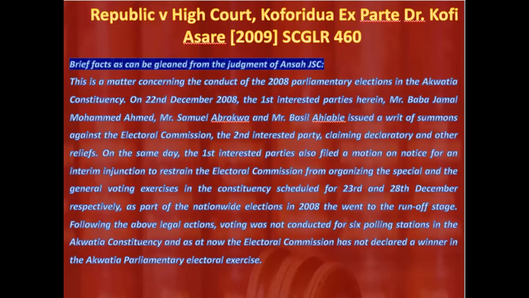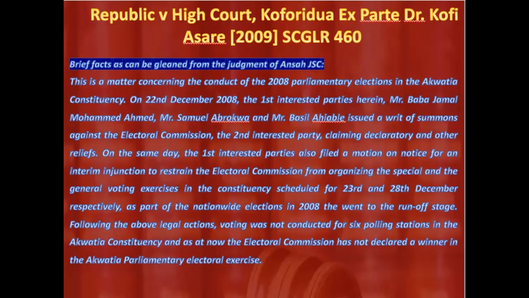Because as we know from Section 18 of the Representation of the People Law, if it's an election petition, you must commence the action within 21 days after the publication in the Gazette. So the applicant before the Supreme Court hearing is arguing that since this is an election petition, then it is premature because it rather has to be brought within 21 days after the publication in the Gazette.